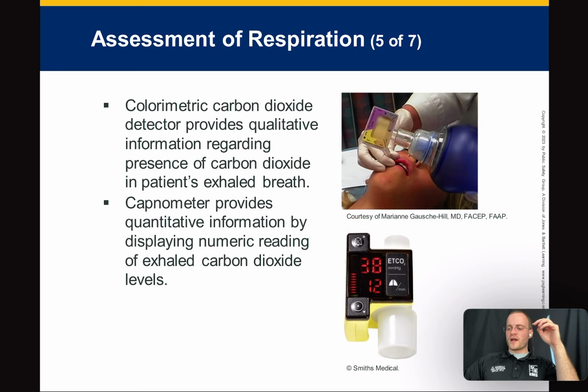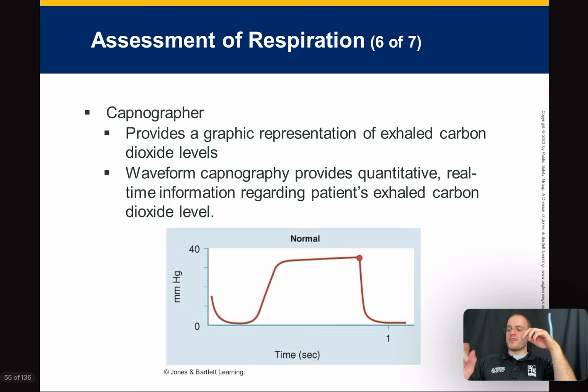This is an older device, but this is a capnometer, right? Basically it'll give you numbers of how much carbon dioxide they're breathing out and the times of the minute that they're breathing. Don't see these very often because they've been replaced with this thing I'm about to show you. This thing is entitled waveform capnography.